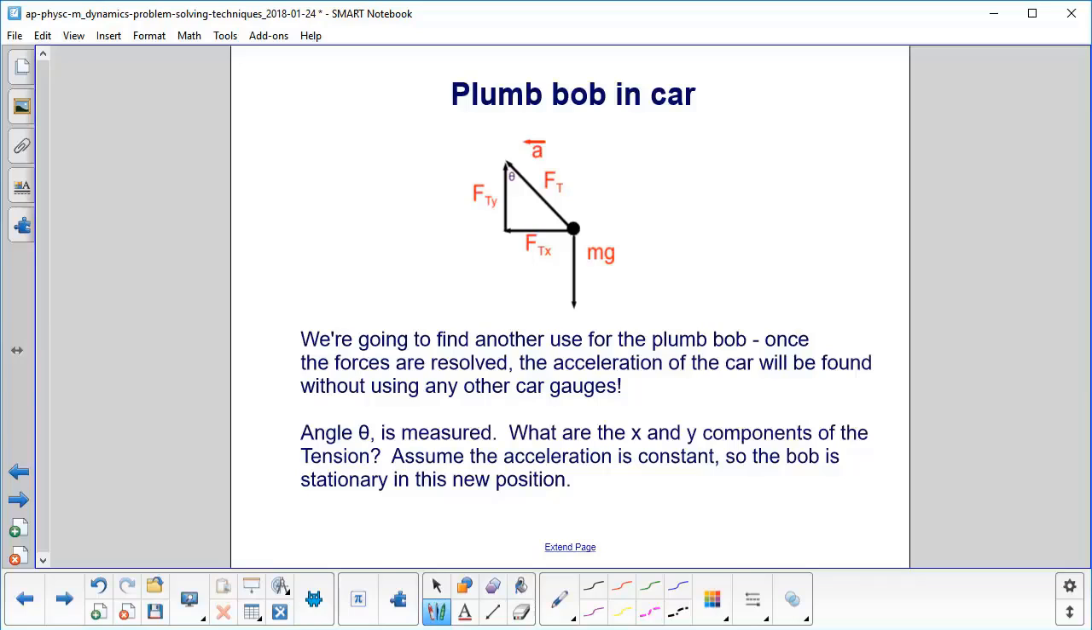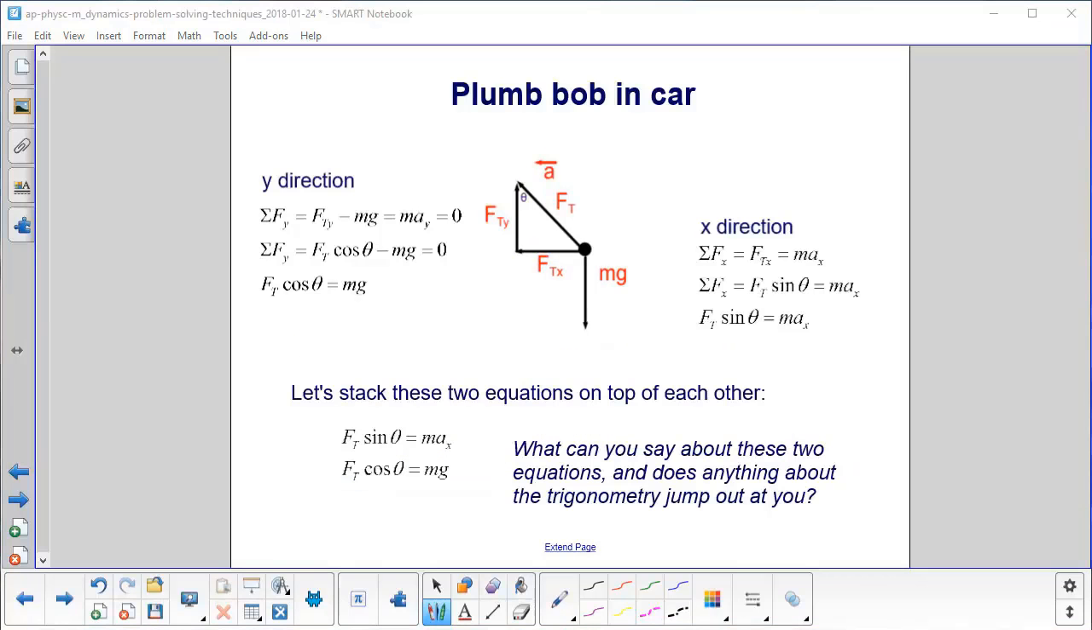Assume the acceleration is constant, so the bob is stationary in this new position. In the y direction, we have Fty, it's this guy right here, minus mg, and we're going to say that's equal to 0 because it's stationary. And what is Fty in terms of theta? Well, it's Ft cosine theta. So we do a little algebra, and we have the tension times cosine theta equals mg.